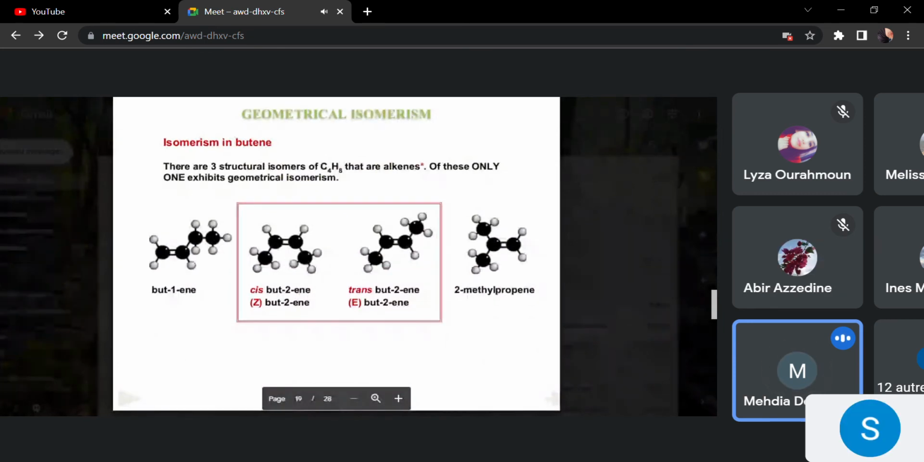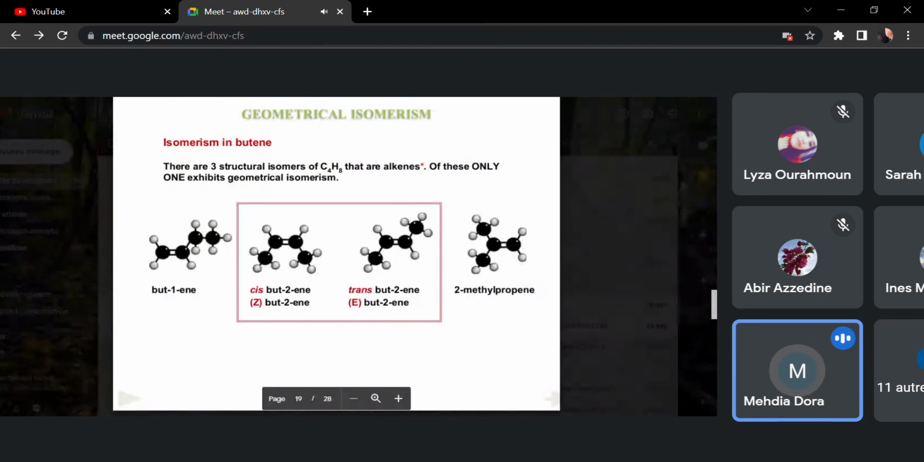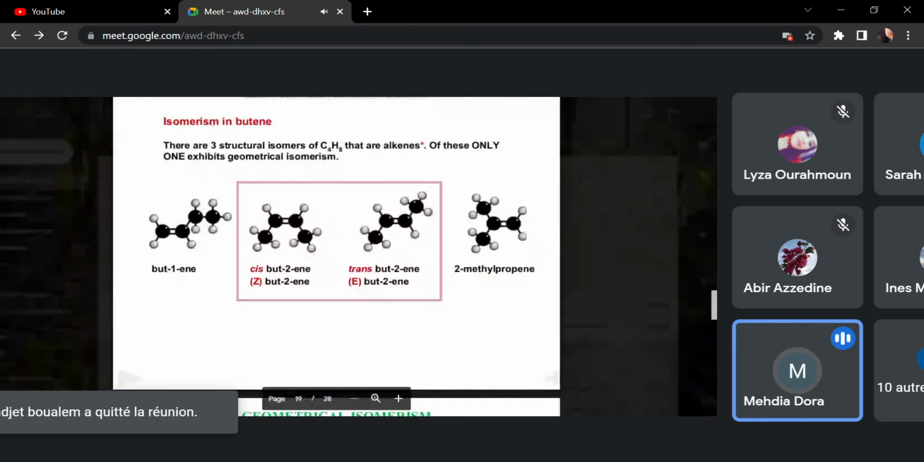So, isomerism in butene. We do have four examples, but only two of them can be considered as geometrical isomerism. The other ones are only isomers. But how do we choose, how do we consider that these two are geometrical isomerism? In the next diapo, I will give you some examples of how to consider geometrical isomerism only. Next one, the 20th one.